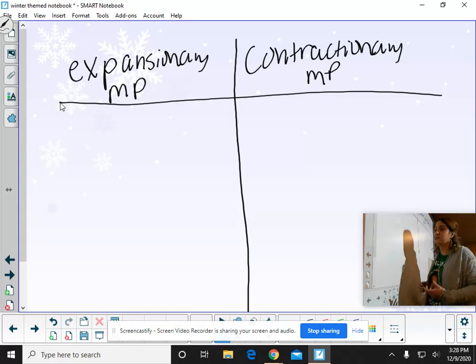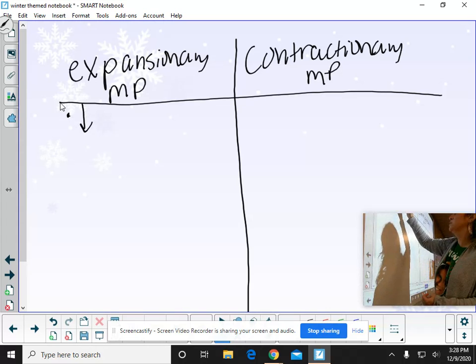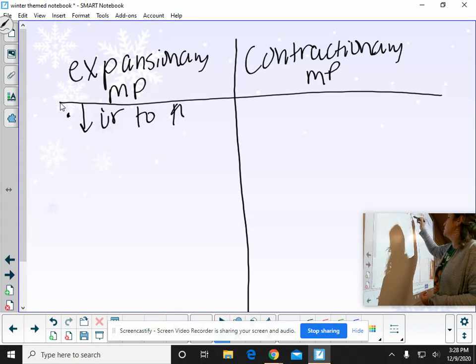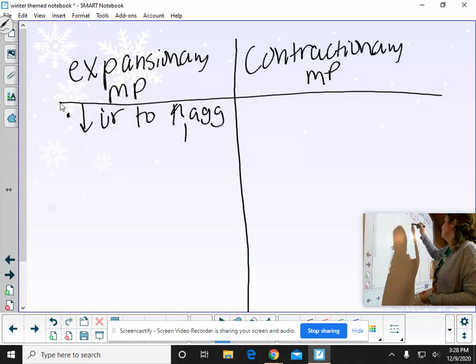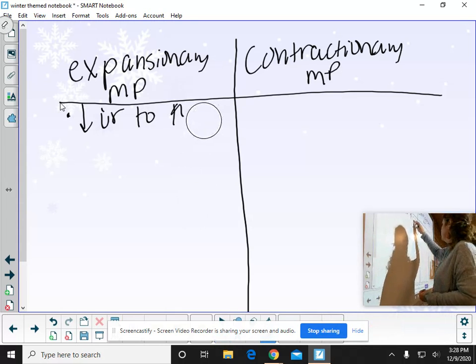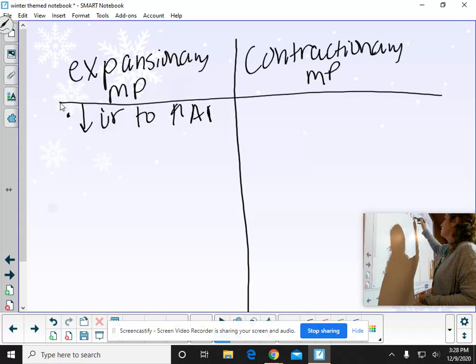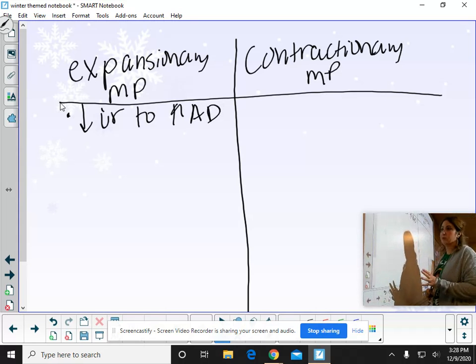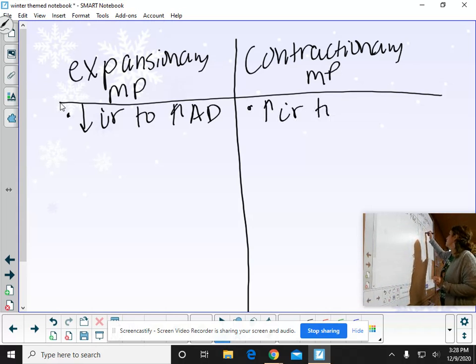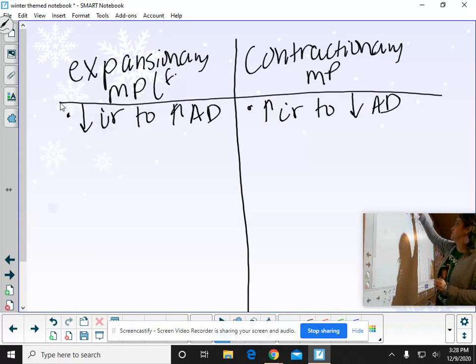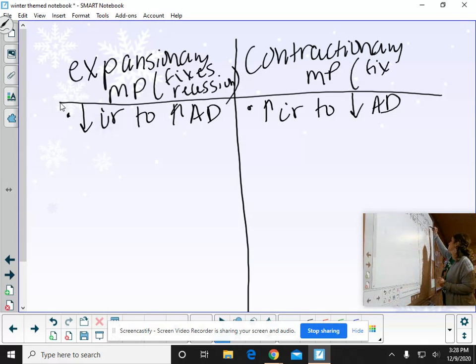Expansionary monetary policy, by definition, lowers interest rates to increase aggregate demand. You want to do this in a period of a recession. You do this during a recession to get out of the recession. Contractionary monetary policy increases the interest rates to decrease aggregate demand. So expansionary fixes a recession, while contractionary monetary policy fixes inflation.